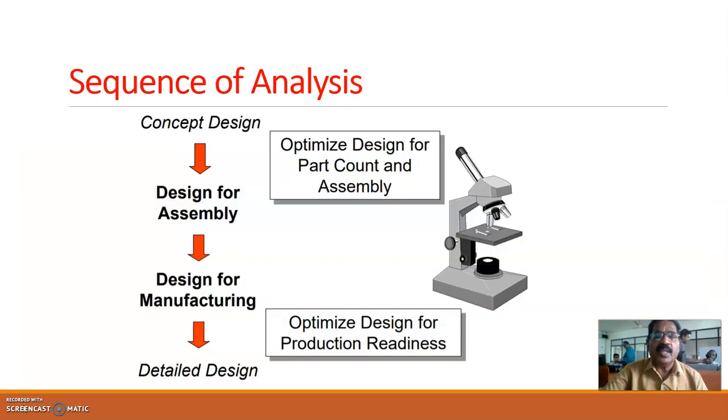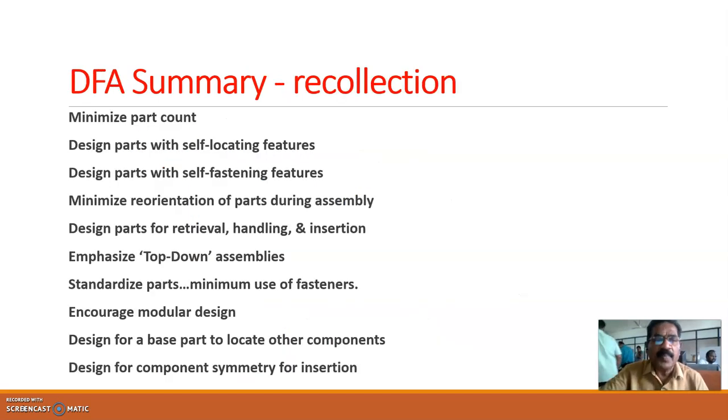The sequence is to actually look first at the design for assembly and then at the manufacturing, because when I look first at the design for assembly, I ensure that the number of components comes down, and when the number of components comes down, it is directly going to impact the design for manufacture also. Okay, a summary of the design for assembly.